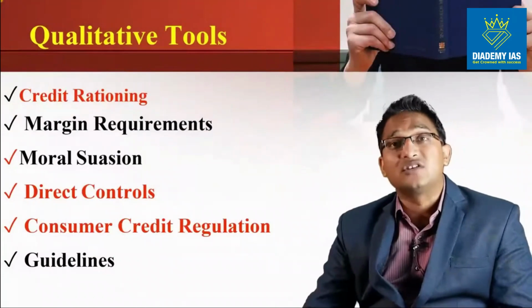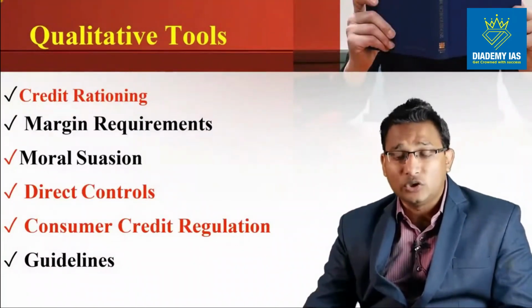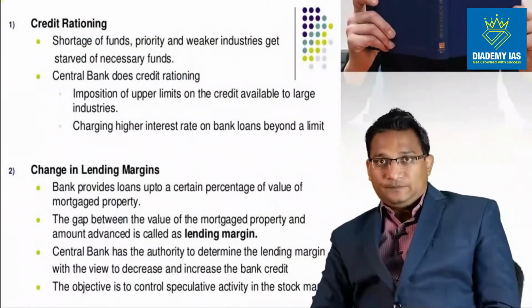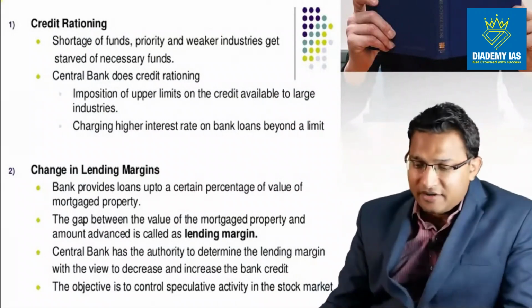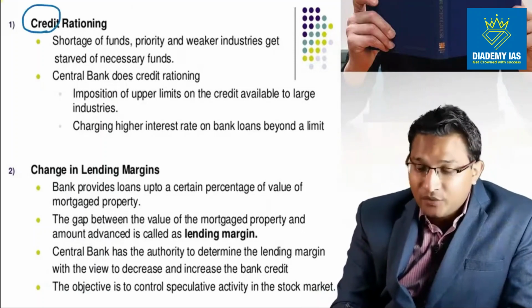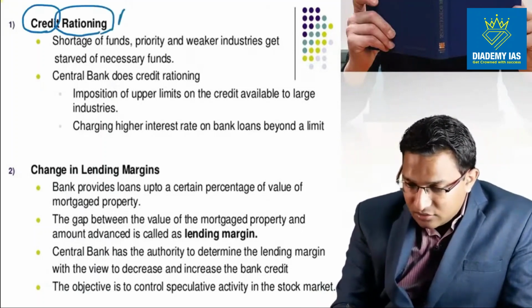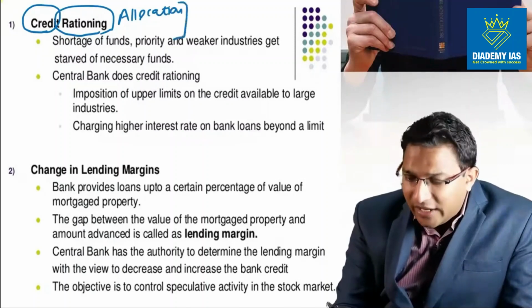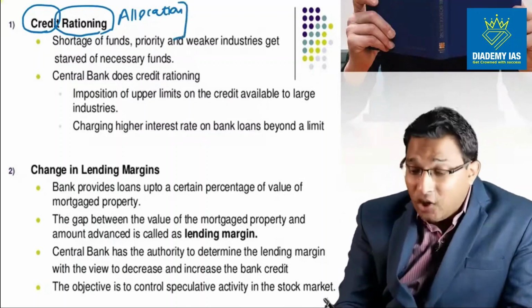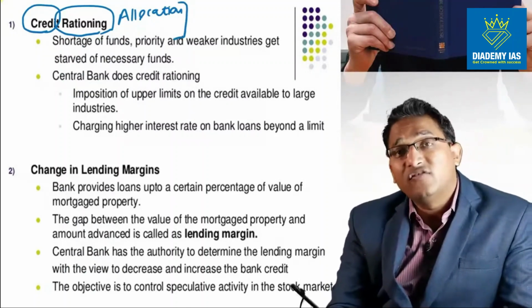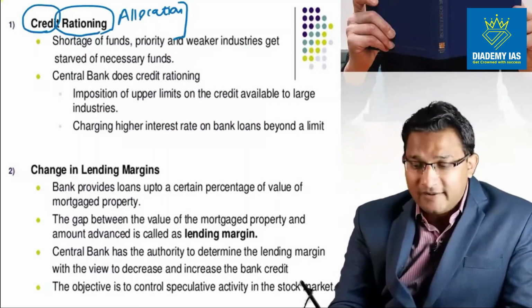Now there are different tools which are used in the qualitative tools. So these are the tools. Now we will discuss each one of them. The first tool is credit rationing, right? Credit rationing. Credit means money supply, rationing means allocation, right? So here we are allocating the available money supply in the different sectors of the economy, right?